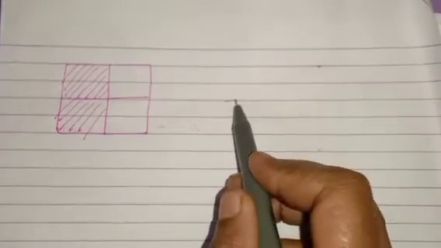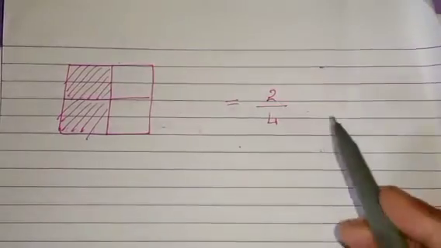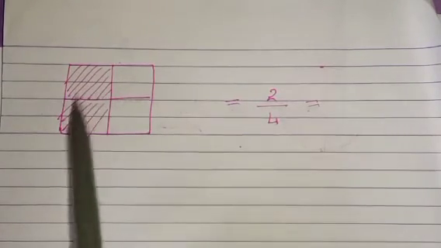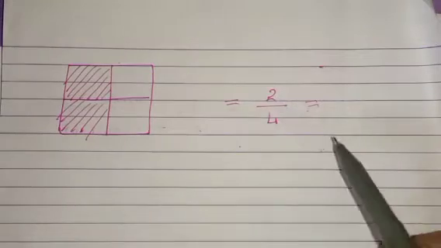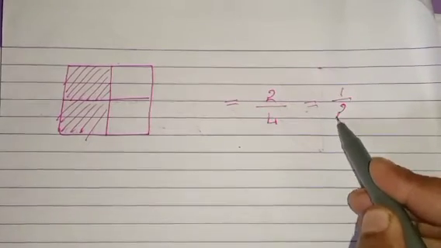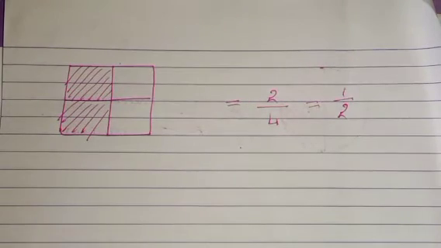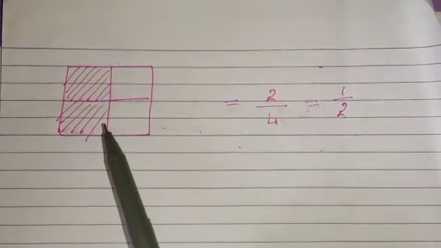Next, this is one square. In this square, how many portions are shaded? There are 2 portions shaded. The square is divided into 4 parts and 2 portions are shaded. So half portion is shaded. There are 4 parts and half portion is shaded, so once again we can write 1 by 2. Half of 4 is 2. So it is 1 by 2 because half portion is shaded.